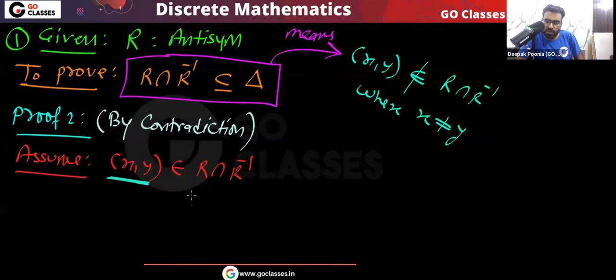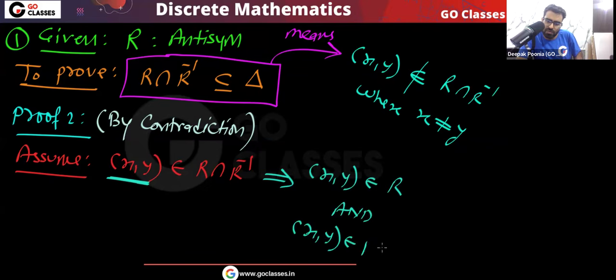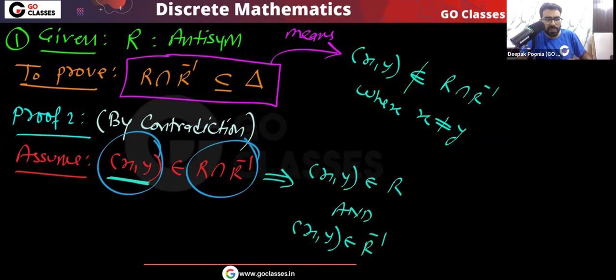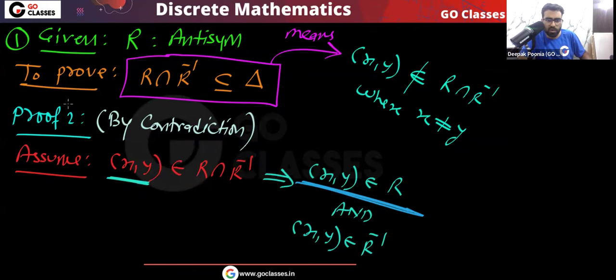Now, if this ordered pair belongs to R intersection R inverse, this element belongs to the intersection. What does it mean? It means that this element belongs to R and this element belongs to R inverse. Because this element belongs to the intersection, it is common to both of them. So now notice one thing. XY belongs to R.